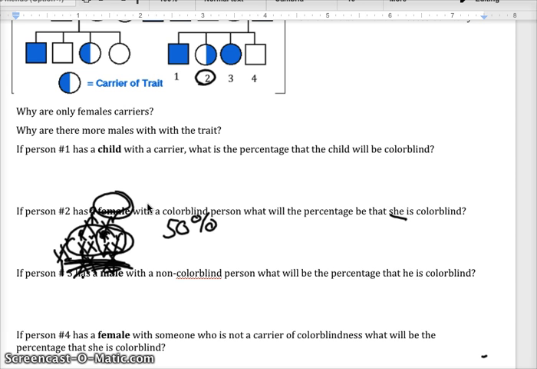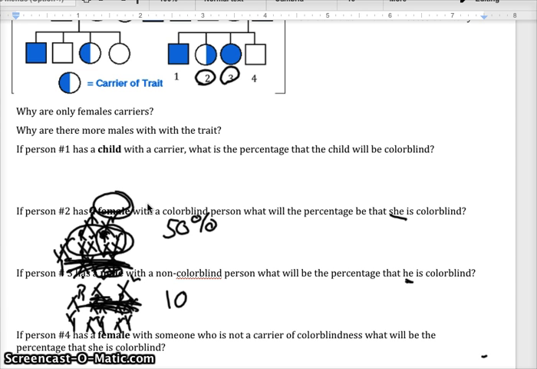And then this last one here. Person number 3 is another female who has little r's, colorblind, with a non-colorblind person, so big R, Y. So these are both going to be X big R, X little r, and then X little r, Y, X little r, Y. Alright, this time they have a male. What is he going to be? Colorblind? Now we're only looking at the males, so we can cross out the females. Both of those chances for a male would be colorblind, so it would be a 100% chance that the male will be colorblind.